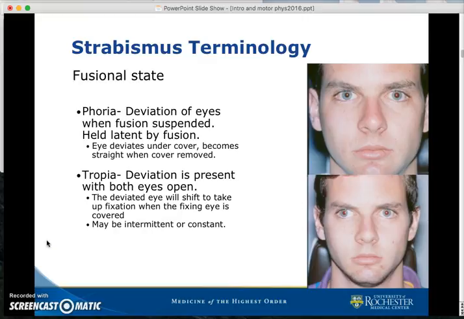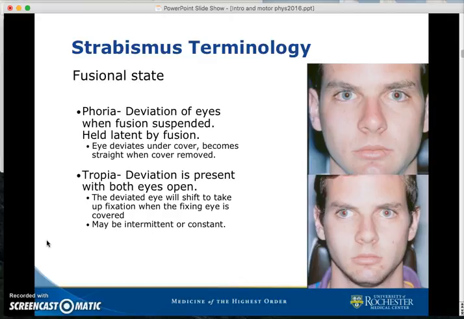So terminology, there are lots of different ways to describe strabismus. One of the basic ones is binocular state, which can either be a phoria or a tropia. A phoria is a deviation of the eyes when fusion is suspended: covering up an eye, the eye drifts. When fusion is regained, they bring the eyes together, so it's a latent deviation held by fusion. A tropia is a manifest deviation of the eyes when both eyes are open.